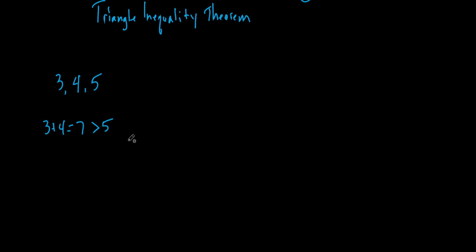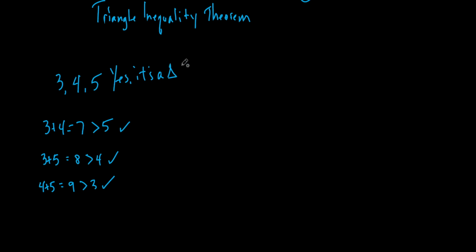Than 5. Is 7 bigger than 5? Yeah, it is. Okay, so check. What about the other ones? Let's add the other two together, 3 and 5. So 3 plus 5, what's that equal to? 8. Is that bigger than the third side? Yes, so that works. What's the other two sides that I haven't added up yet? 4 and 5, right. So what's 4 and 5? That's 9. And 9 is greater than the third side, 3. Is 9 bigger than 3? Yeah. So if all those three things are true, is this a triangle? Yes, it's a triangle.